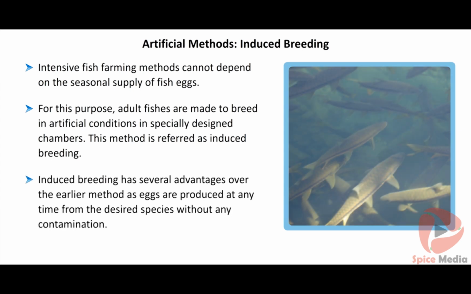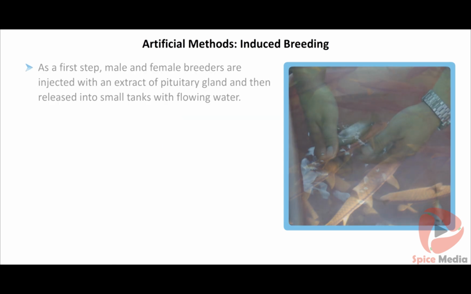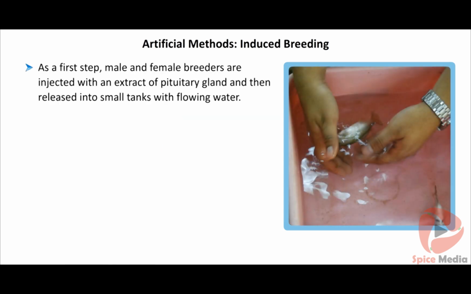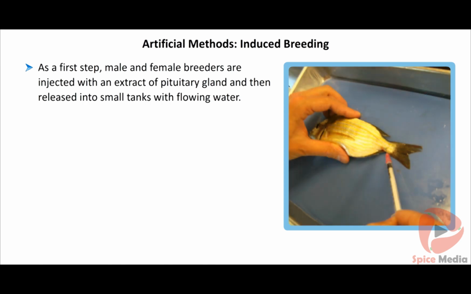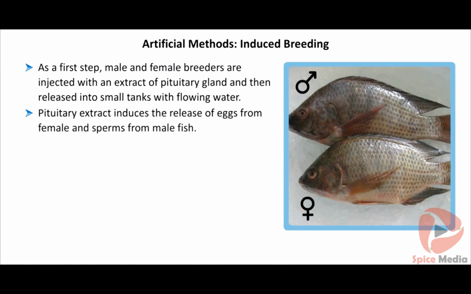Induced breeding has several advantages over the earlier methods, as eggs are produced at any time from the desired species without any contamination. As a first step, male and female breeders are injected with an extract of pituitary gland and then released into small tanks with flowing water. Pituitary extract induces the release of eggs from female and sperms from male fish.